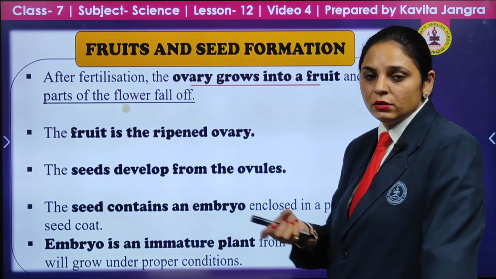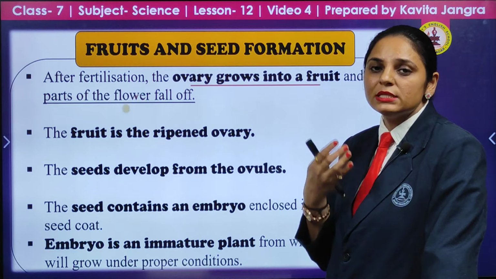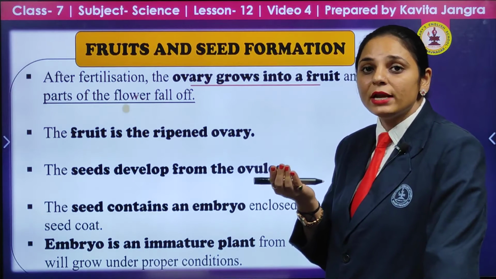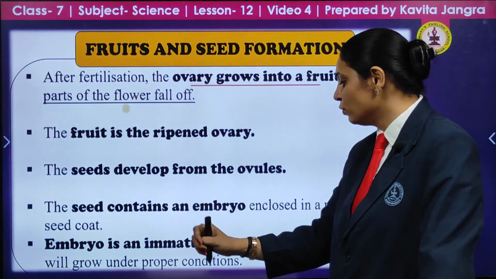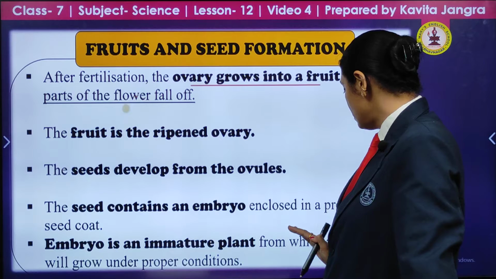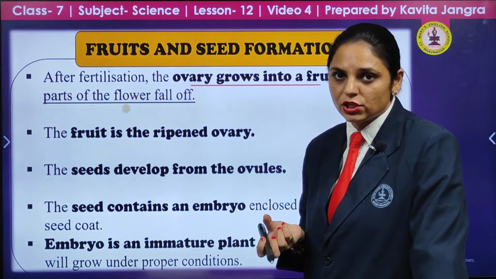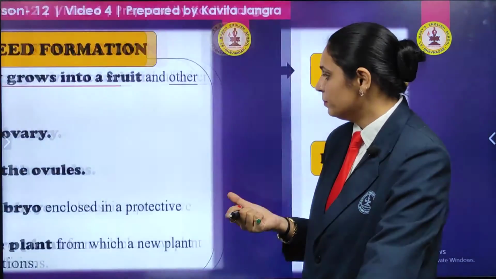What is an embryo? Within the seed, as you all know, the moong seeds and different pulses, also grams, these we are all eating. What actually are these? These are the seeds and they have inside them an embryo, which is an immature plant. Now when a new plant needs to grow from here, we have to give it proper conditions: water, air, and warm conditions.